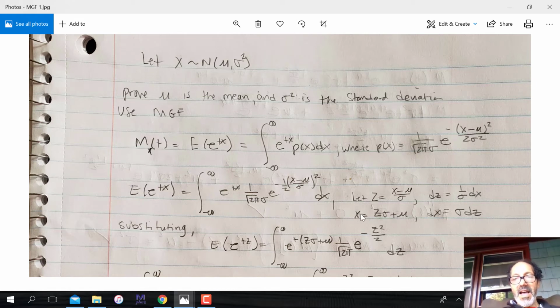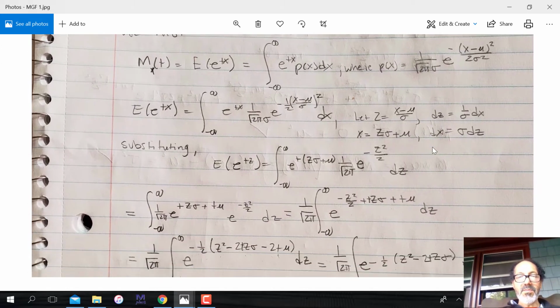And then to find x, because we're going to substitute this into our equation, right? So x is equal to z times sigma. If we just solve for x, it'll be x equals z sigma plus mu, and you can derive the derivative of x either way, but here we want to solve for the change in x, dx. So multiply both sides by sigma, we get dx equals sigma dz.